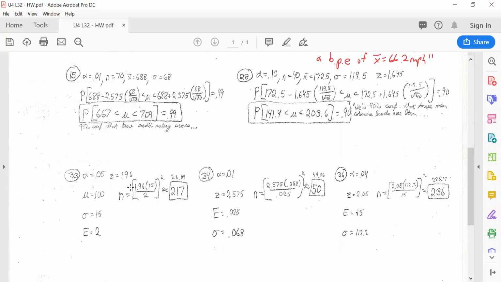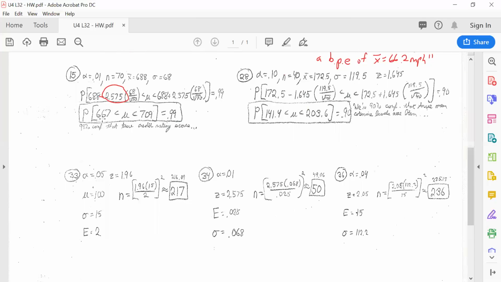15 was a 99% confidence interval, so we're using 2.575. That doesn't change. See how I'm saying how this is like butter? All right, so I plug all the pieces in. So 688 minus the error piece, less than mu, less than 688 plus the error piece, and there it is.